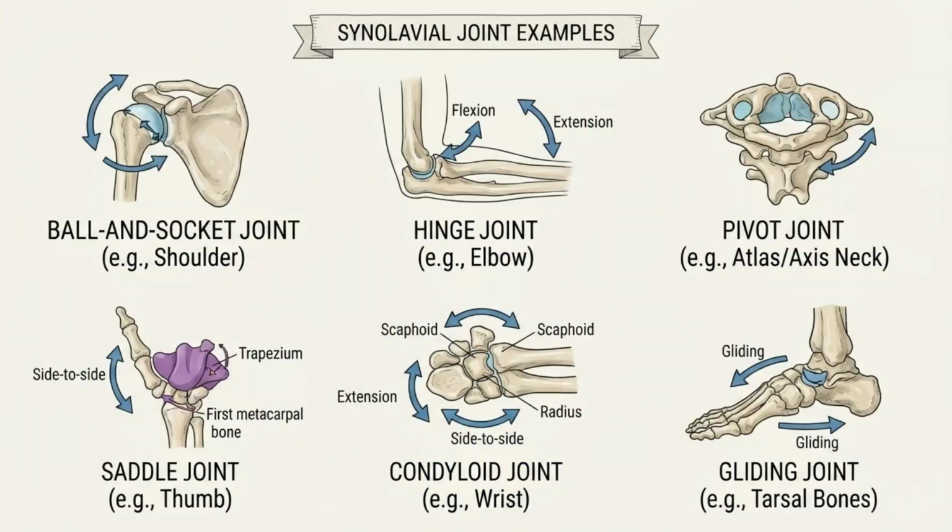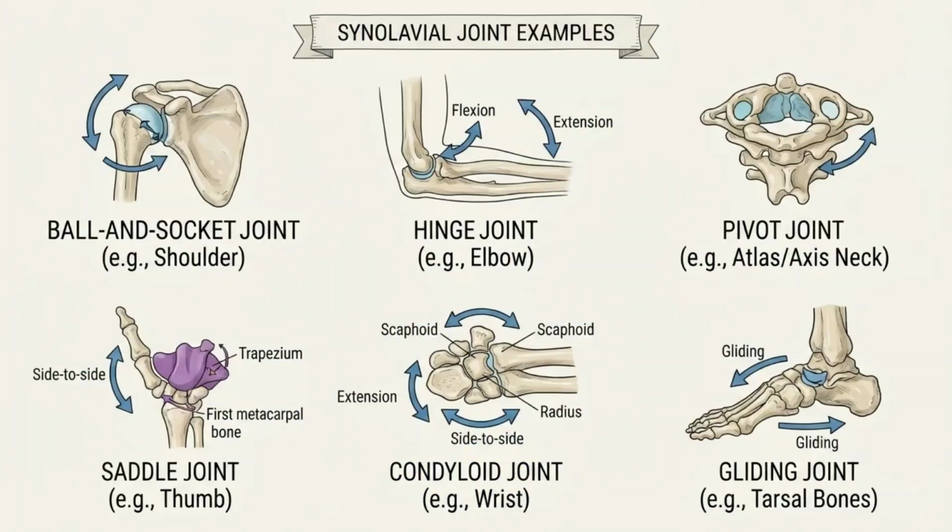Plane joints have relatively flat or slightly curved articular surfaces. Their primary movement is gliding. A common example is the intercarpal joints of the wrist. The movement is relatively small at each individual joint, but together these small movements contribute to the overall mobility of the wrist and hand. Hinge joints primarily allow flexion and extension.